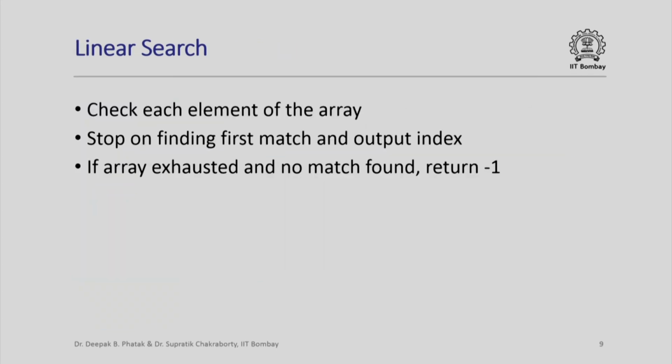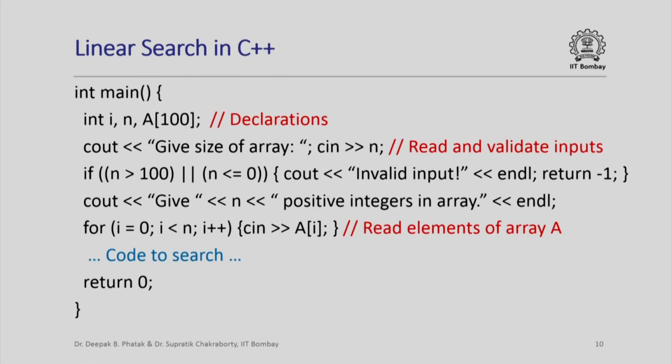Well, the simplest technique to do this search is basically linear search. You check each element of the array, you stop on finding the first match, and then you output the index at that position of the array, and if you have exhausted the array and not found the match so far, you return -1. So here is a simple C++ program for doing linear search.